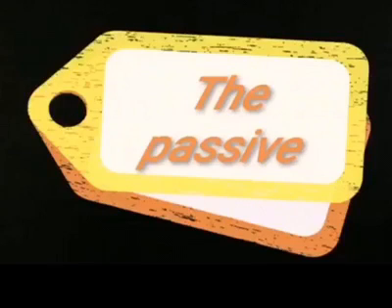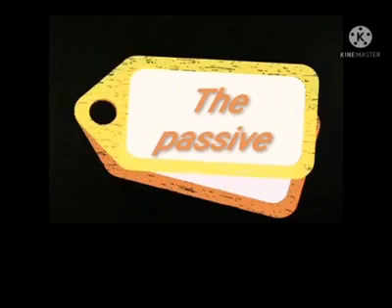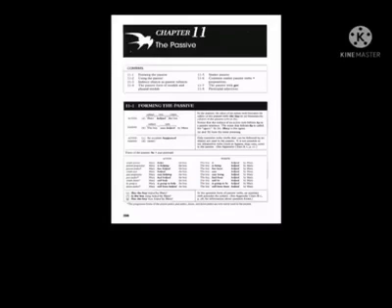Today I will talk about the passive, chapter 11. There are two types of sentences in the English language: active sentences and passive sentences. Active sentences begin with a subject, passive sentences begin with an object. Now, look at the book, the first lesson, forming the passive.